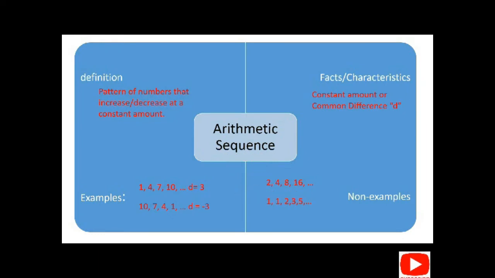And this is also a non-example of an arithmetic sequence because 1 minus 1 is 0, 2 minus 1 is 1, 3 minus 2 is 1, 5 minus 3 is 2. The differences are not the same or not common, therefore this is a non-example of an arithmetic sequence.